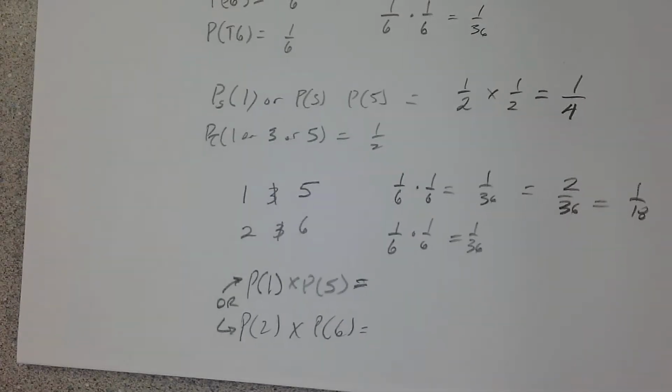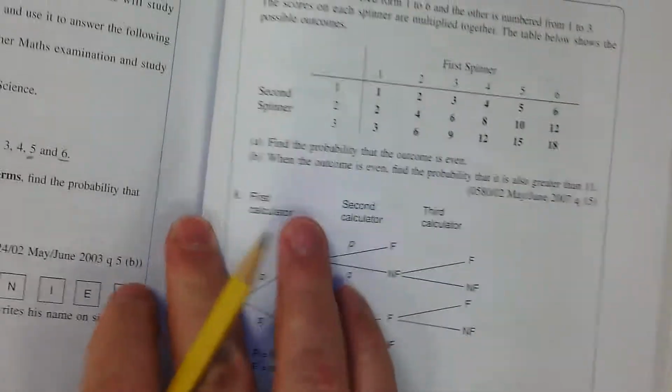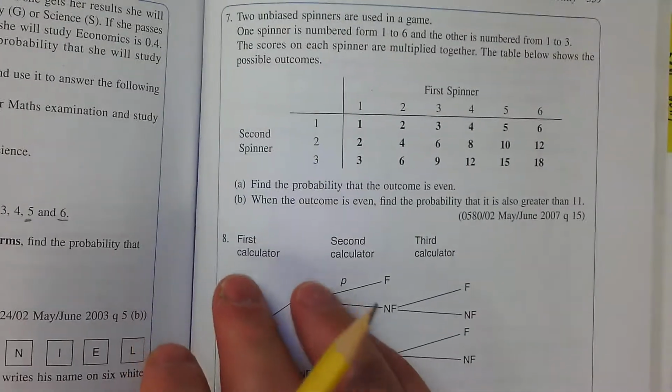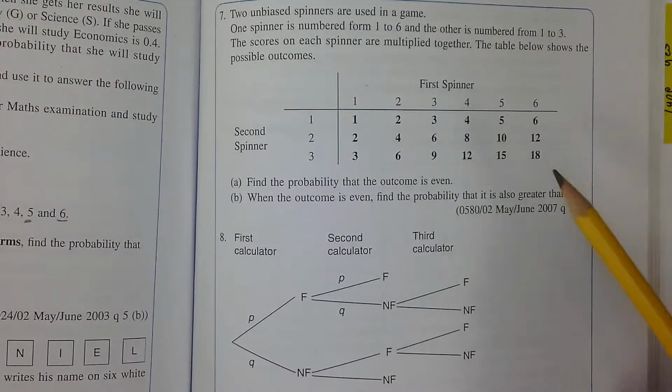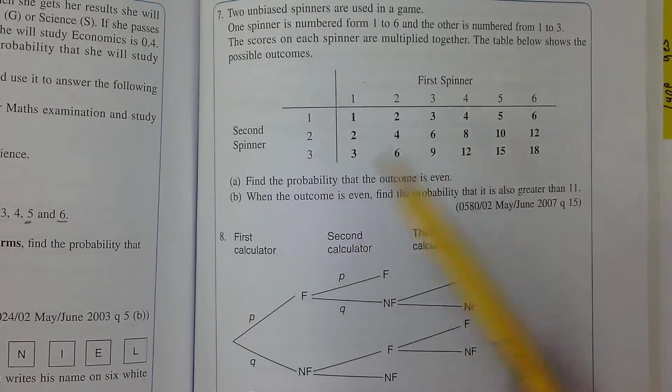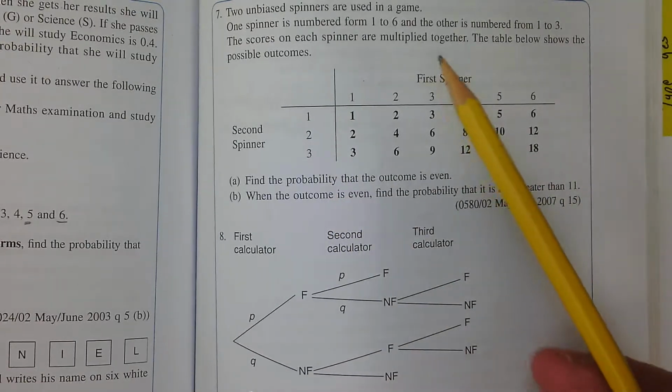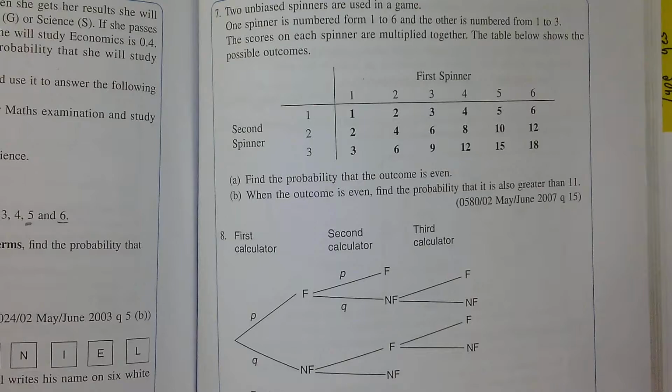All right. Next up, let's do the spinner question right here. So we got this spinner, right? It says that 2 unbiased spinners are used in a game. One spinner is numbered from 1 to 6, the other is from 1 to 3. The scores are multiplied together, and the table shows all of the possible outcomes.